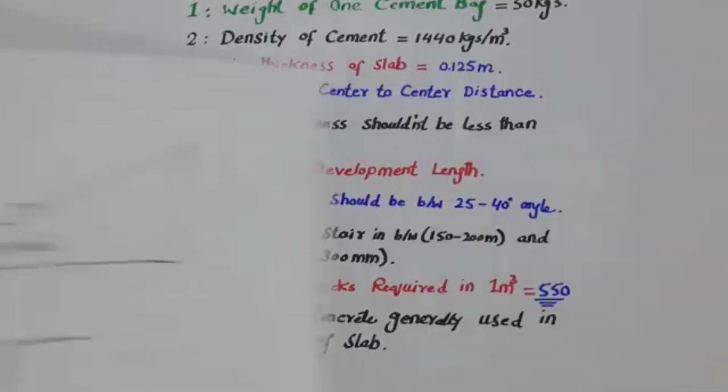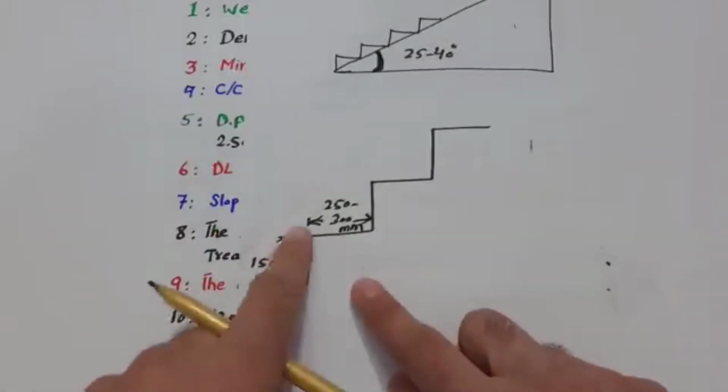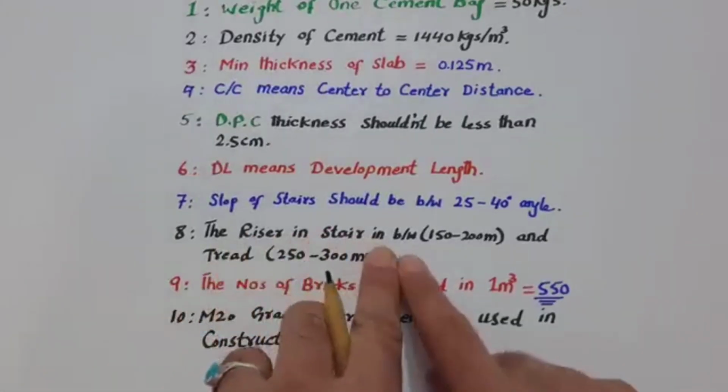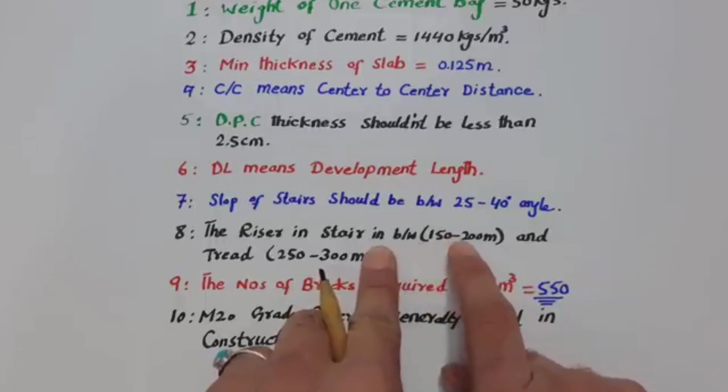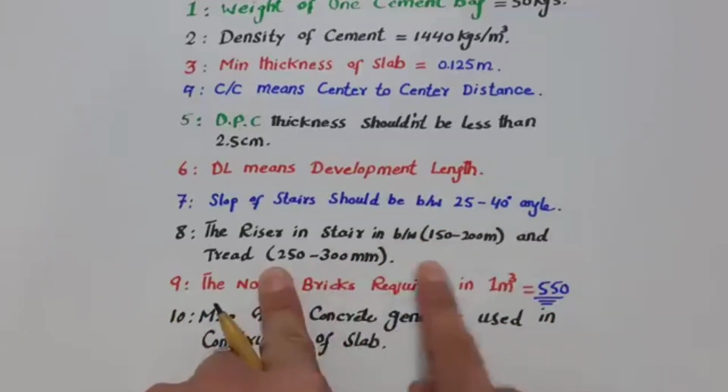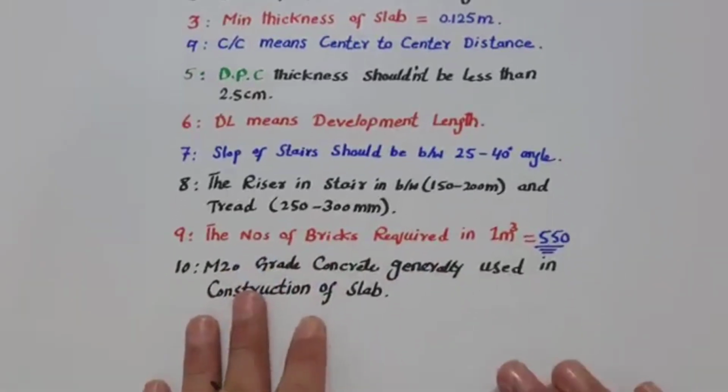Right, this one. The vertical part is the riser, and the horizontal part is the tread. So it means the riser is between 150 to 200 mm and the tread is 250 to 300 millimeter. Okay, this is very important and useful.